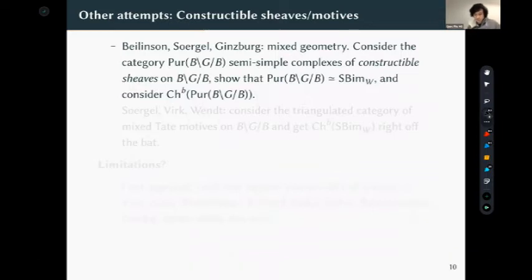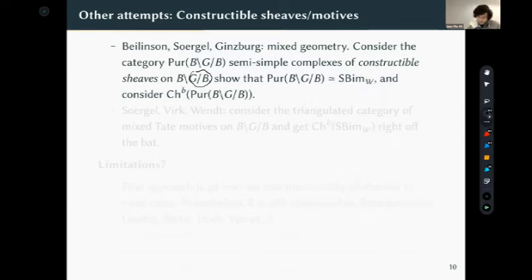Okay, so there are previous attempts, obviously. This was actually invented by Beilinson, Ginzburg, and Soergel, the subject of mixed geometry. So they consider the category of semi-simple complexes of constructible sheaves on B mod G mod B. So when G is GLn, the general linear group, then B is the upper triangular matrices. And you look at B mod G mod B. Essentially this G mod B part, you can think about it as a flag variety, just the usual flag variety when G is GLn. And then when you look at sheaves on G mod B and mod B, you can think about it as B-equivariant sheaves on the flag variety.